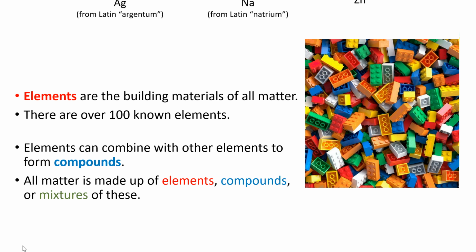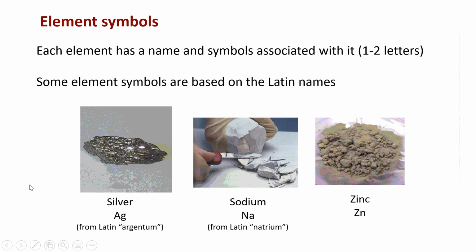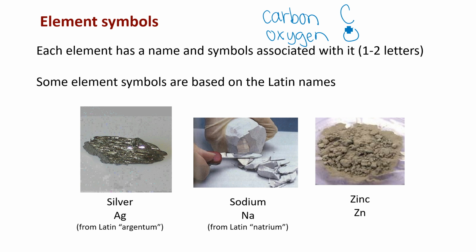All right. And each element has both a name and a symbol associated with it. That symbol might be 1 or 2 letters. So some examples that you might be familiar with would be like carbon. The symbol for carbon is a capital C. The symbol for oxygen is a capital O. And so those are examples of having 1-letter symbols.